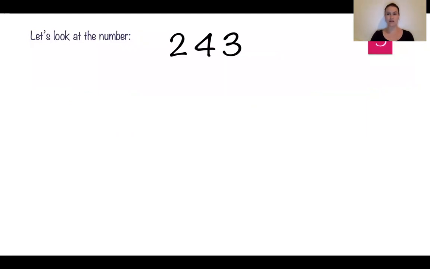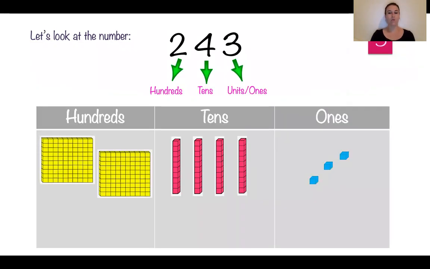Let's look at the number 243. We can break that number up, or we can say that that number has 2 hundreds, 4 tens, and 3 units, or ones. We can have a look at it in picture form, and we've got 2 of these yellow blocks. Each of the blocks represent 100. We have got 4 rows of the tens, and we have got 3 blocks or cubes that represent units. We can write it out in numbers and words with 2 hundreds plus 4 tens plus 3 ones.